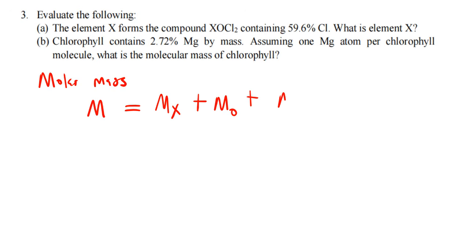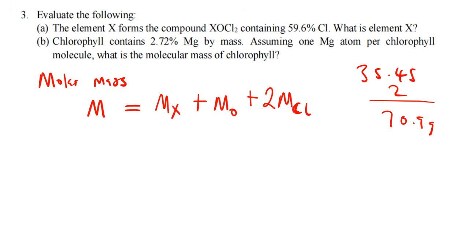Now, for chlorine, how many chlorine atoms do we have there? We have 2 of them. So I'm going to put 2M. Whatever I have as my molar mass, I'm going to multiply by 2, because there are 2 of them in the compound. What is the molar mass for chlorine? We know that it's about 35.45. If I multiply this by 2, because there are 2 of them, I'm just going to have 70.9 grams. That is the mass of chlorine there.